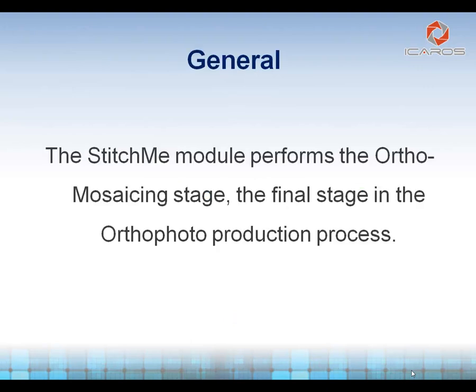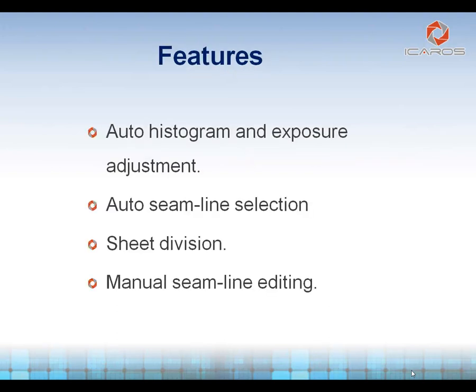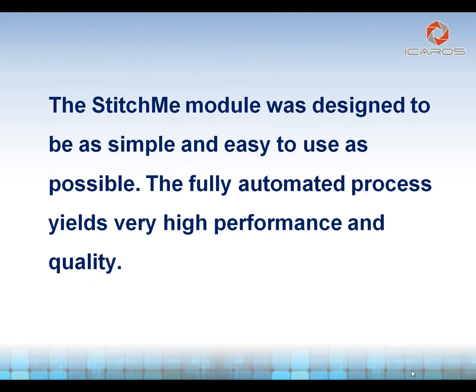The StitchMe module performs the orthomosaicing stage, the final stage in the orthophoto production process. The program's main features are auto histogram and exposure adjustment, auto seamline selection, sheet division, and manual seamline editing. The StitchMe module was designed to be as simple and easy to use as possible. The fully automated process yields very high performance and quality.